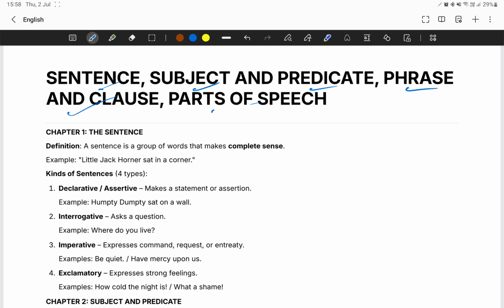Okay, and you will understand everything in an easy way because I'm going to teach you in the way that a person should teach. Okay, so just be with me and enjoy the session, and definitely you will like it. I know about my teaching skills. Okay, so first thing I just need to highlight what we are going to study. So sentence, subject and predicate, phrase and clauses, and apart from that, parts of speech. We are going to cover it.